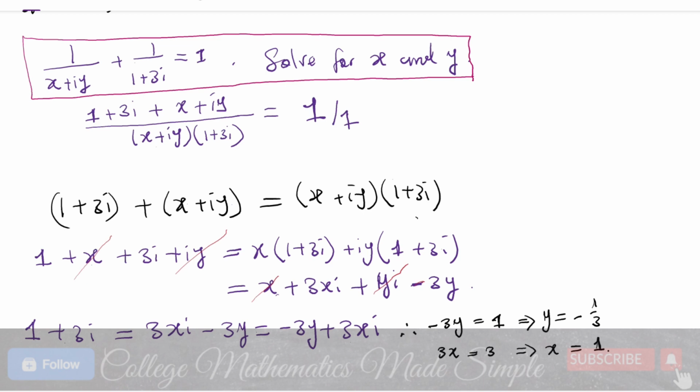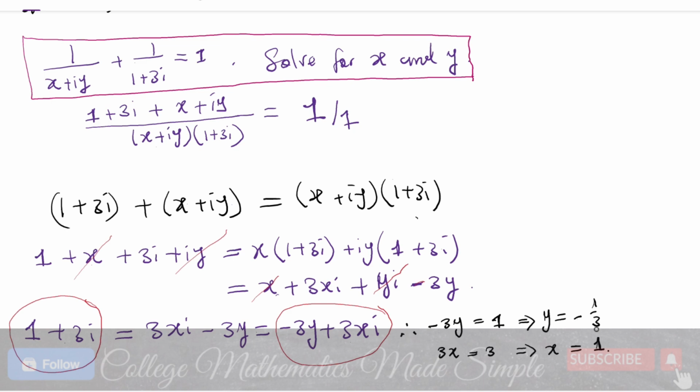Now, this is a complex number. Observe that on the left-hand side, I have 1 plus 3i, which is equal to negative 3y plus 3xi. Now, these numbers can only be equal if the real part, which is 1, is equal to negative 3y. So negative 3y is equal to 1. Divide throughout by negative 3 so that y is negative 1 over 3.